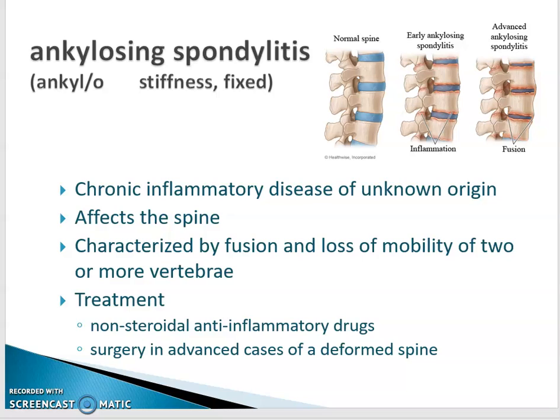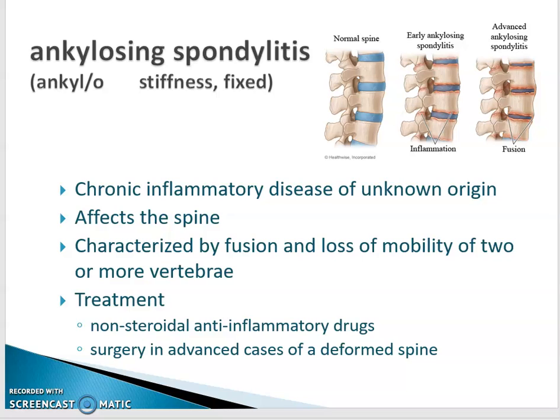Ankylosing spondylitis. This is going to look a little bit like the spondylolisthesis we talked about earlier. This is the actual stiffening of the joint, secondary to chronic inflammation. It's usually of unknown etiology, or in other words, a disease of unknown origin. It always affects the spine. It's characterized by fusion and loss of mobility of two or more vertebrae. Treatment is NSAIDs. So these are like ibuprofen, Celebrex. They're non-steroidal anti-inflammatory drugs. And by steroids, we mean the type of steroids that reduce inflammation, not the type you use to build muscle mass. Those are anabolic steroids. We're talking about corticosteroids here.